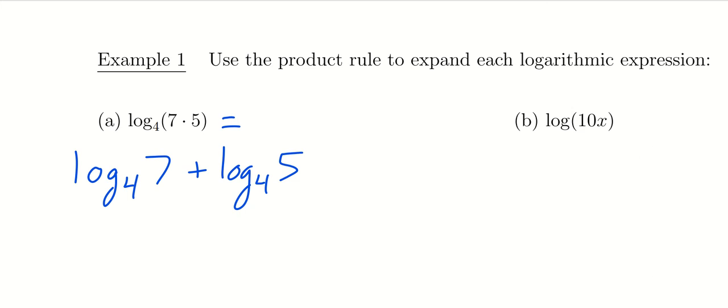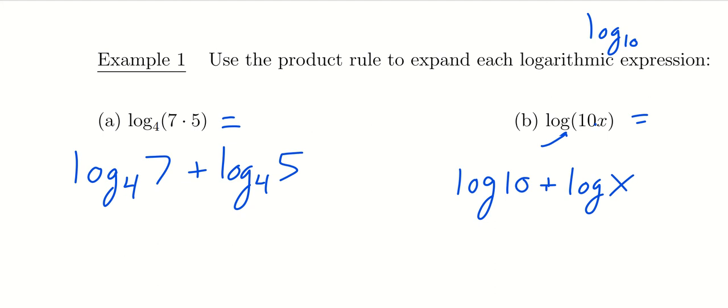In part B, we want to expand common log. So remember, there's no base that's explicitly written here. So this is understood to be common log, that is log base 10 of 10 times x. So again, when you see the 10x, implicitly, that means 10 times x. So it really is a product. So we can write this as the common log of 10 plus the common log of x.